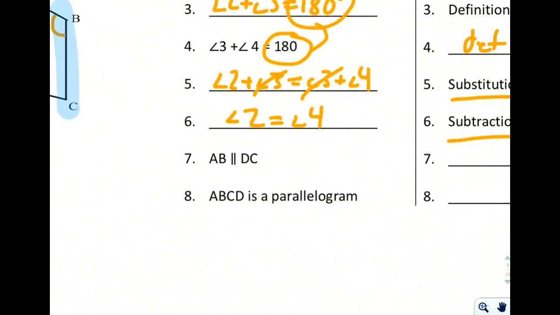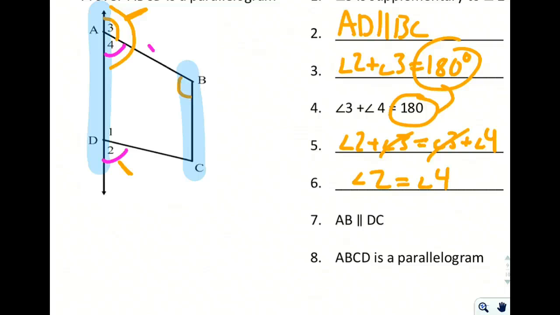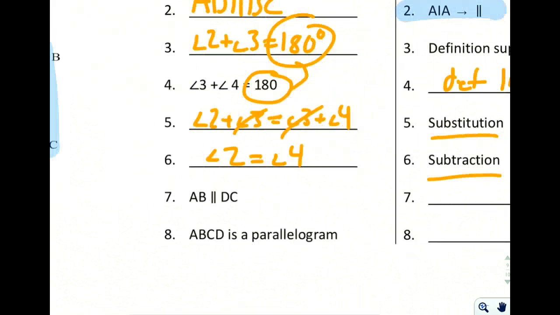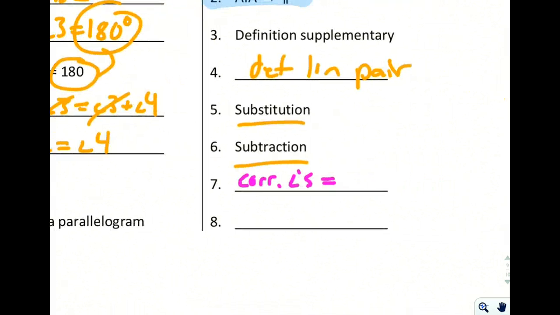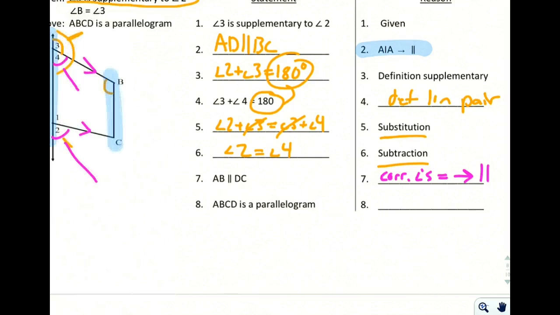Next step, we're told that AB is parallel to DC. So AB is already made parallel to DC. Looking at the angles that we just got, I would guess that we have corresponding angles that are equal that made those lines parallel. So that would make sense. So we could say that corresponding angles being equal gives you parallel lines. So a lot of symbols here, but corresponding angles are equal. That gives you parallel lines. So that's what we wrote there.